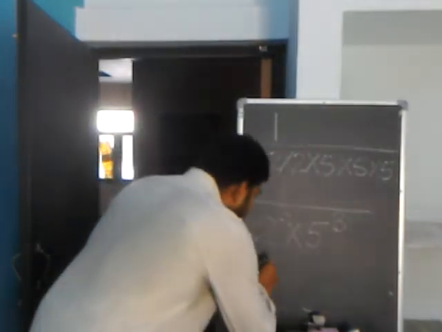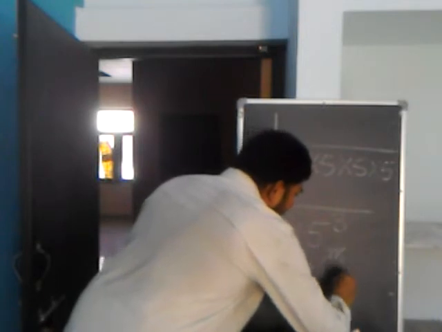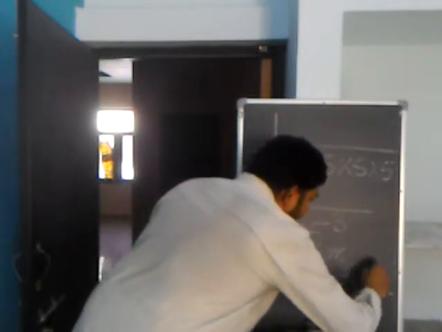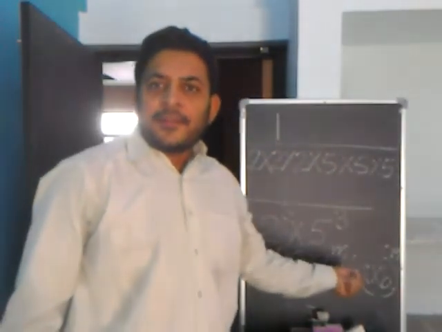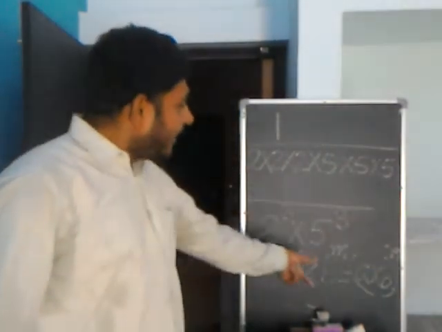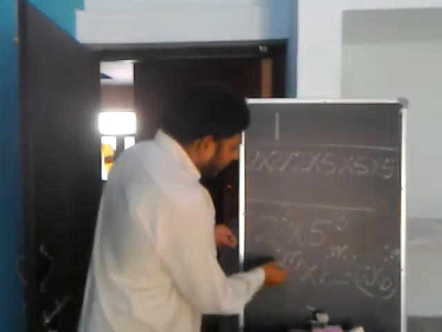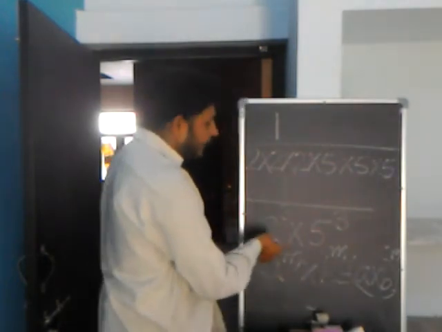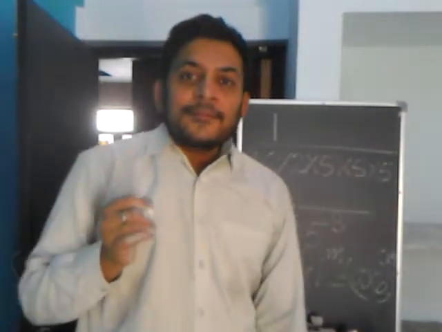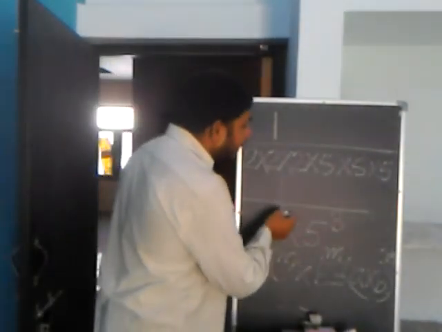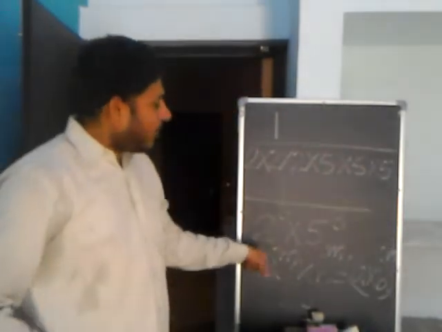And we know that a raised to the power m into b raised to the power m can be written as a into b, the whole raised to the power m. This is the identity which we have studied in class 8. We can use this identity here because the bases, a and b, are different, 2 and 5, but the power is the same. The power in both of these cases is 3, so I can take this.